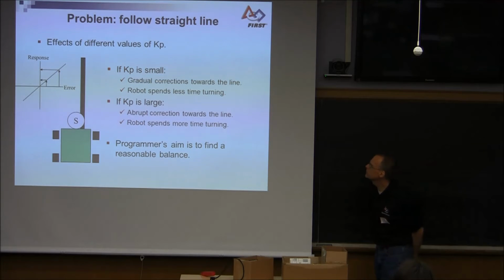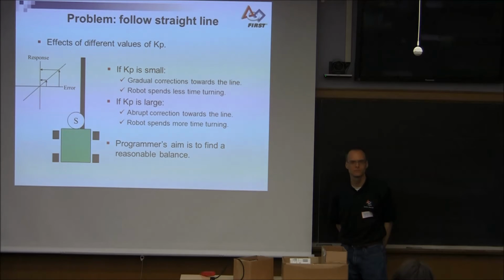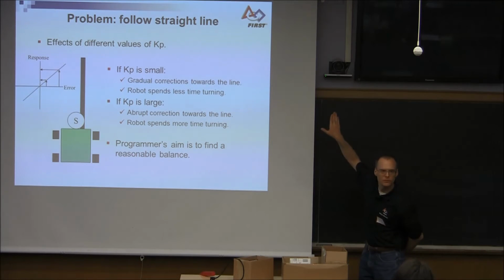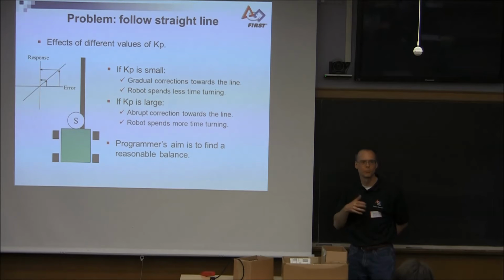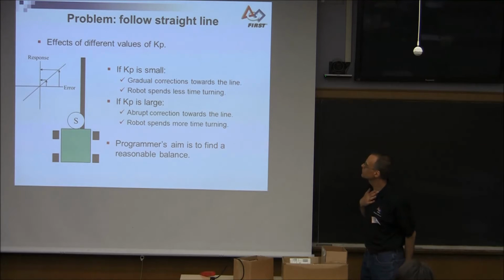So if Kp is really small, by the way, what is the slope of a 45 degree line? 1, right? So if I have less than 45 degrees, my slope is a positive number, but it's less than 1. There's an infinite number of numbers between 0 and 1 that you can choose from. So you have a lot of choices.